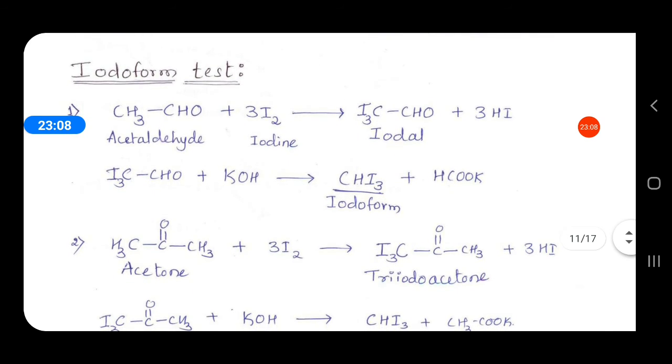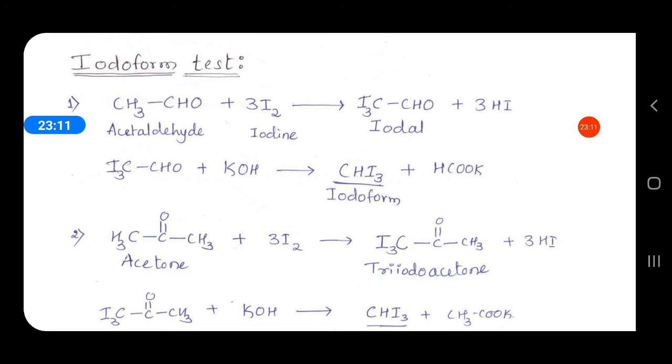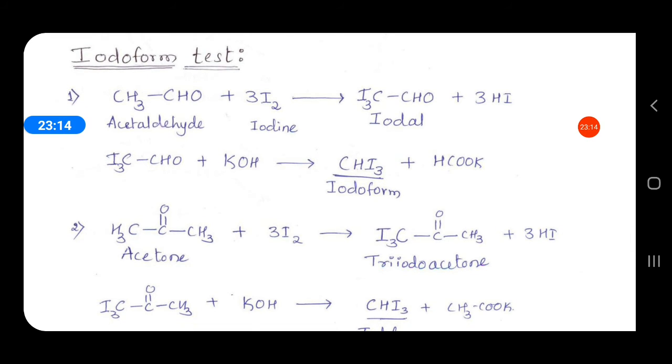So this is another specific test, the iodoform test. This test is used to confirm whether the given compound is an aldehyde or a ketone. To test that, this iodoform test is used. In that, the aldehyde is treated with iodine. So it reacts with 3 molecules of iodine, and initially iodal is formed. From acetaldehyde, 3 hydrogens of the methyl group are replaced by iodine.